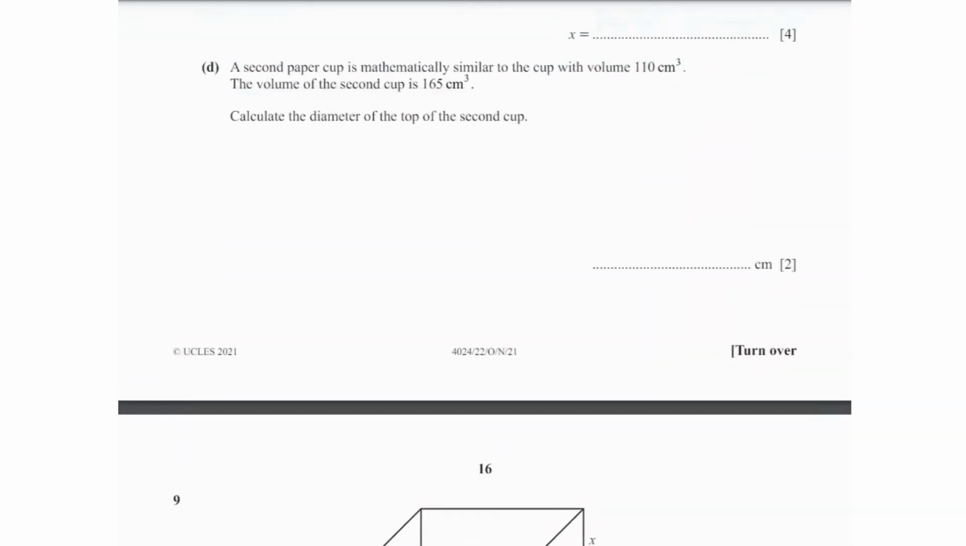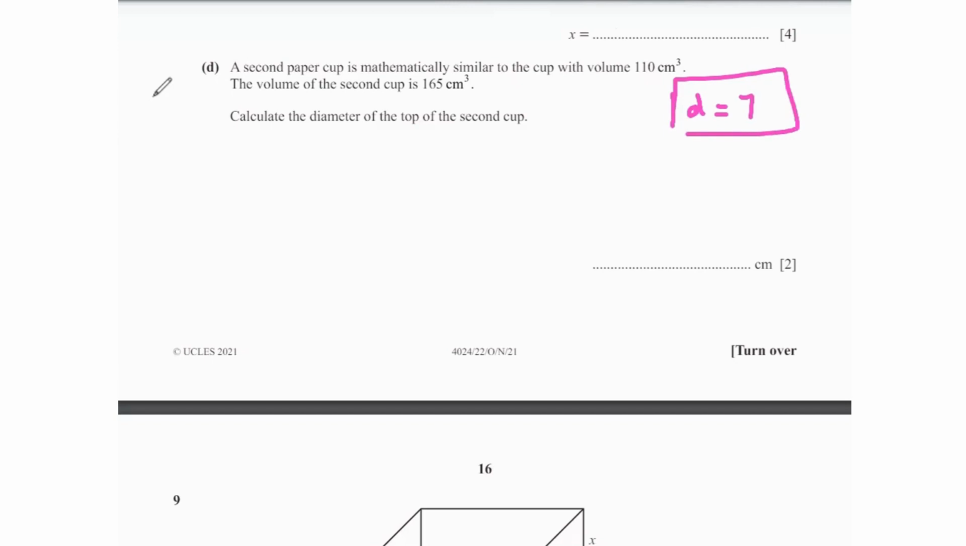Then it says a second paper cup is mathematically similar to the cup with volume 110 centimeter cube. The volume of the second cup is 165 centimeter cube. Calculate the diameter of the top of the second cup. So top of the first cup has the diameter of 7.